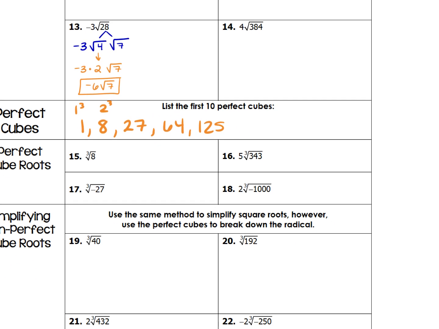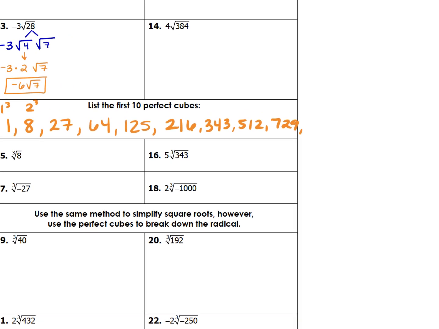So this is 1 cubed, 2 cubed, 3 cubed, 4 cubed, 5 cubed. 6 cubed is 216. 7 cubed is 343. 8 cubed is 512. 9 cubed is 729. And then 10 cubed, 10 times 10 times 10. How many zeros do we need? 3 zeros. It's 1,000. So that one, I mean, maybe shows up a little bit more than some of the others, but yeah.